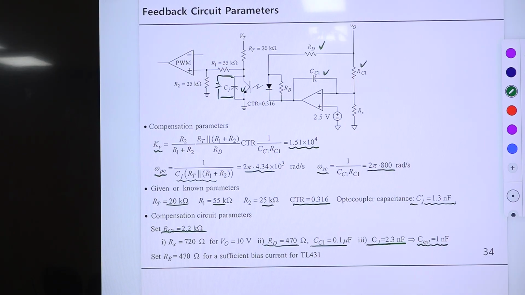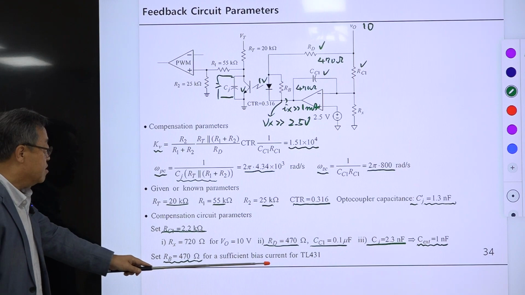And finally, this RB is determined, and you can confirm this. The output voltage is 10 volt, and this is 470 ohm. This is 1 volt approximately. Then this IX is much larger than 1 milliamp, and this VX is sufficiently larger than 2.5. Because of this, I select this. All right, so everything is selected.